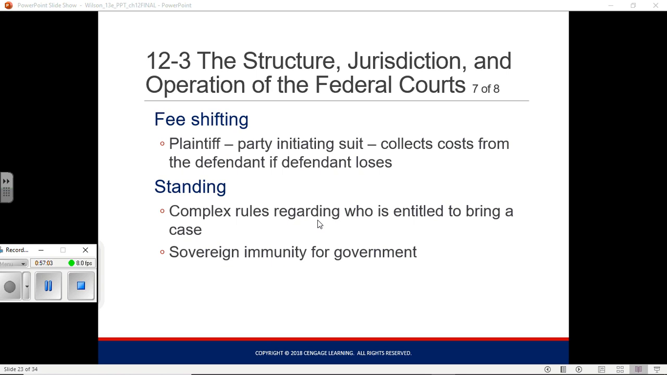Now, Congress and the courts have made it easier to acquire standing over the years. It used to be a little more difficult. It's become a little simpler, right? But I do want to point out, you cannot sue the government without its consent. This is known as sovereign immunity.